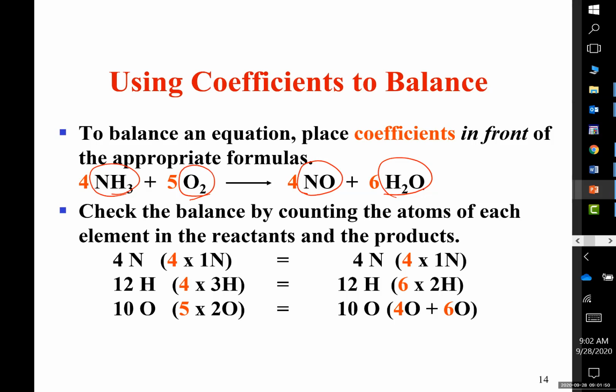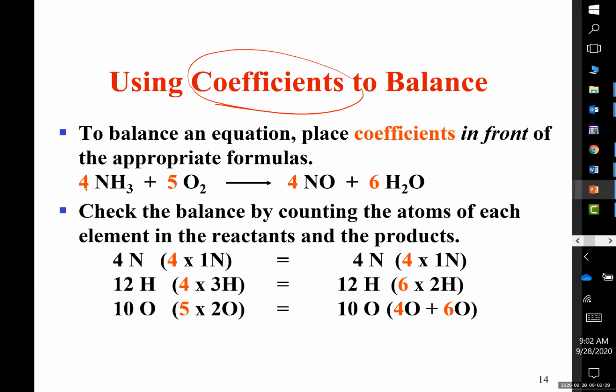So what are these red numbers? 4, 5, 4, 6. These are balancing coefficients on the left-hand side. How do you come up with them? I'll show you later. We are not dealing with how you balance a chemical equation. I just want to show that the total number of atoms after you have balanced a chemical equation should be the same on both sides. Let's see if we have a balanced equation.